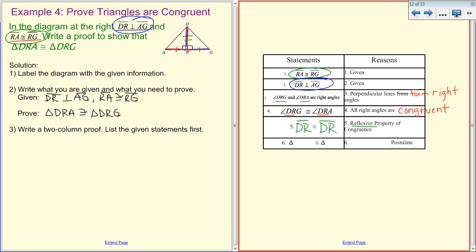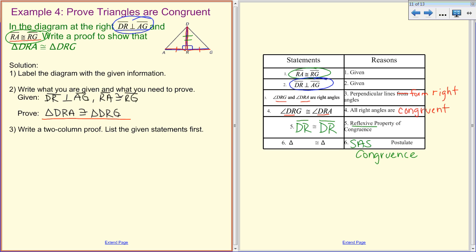So now what we look at, we had a congruent side, we had a congruent angle, we had a congruent side. So I'm going to use my side angle side congruence postulate, and I can't fit it all in the box, but hopefully you can. And now I need to write that I have congruent triangles. Remember, my final statement is what I'm trying to prove. So triangle DRA is congruent to triangle DRG because I've had side, angle, side.